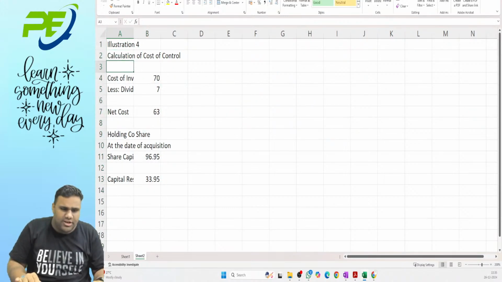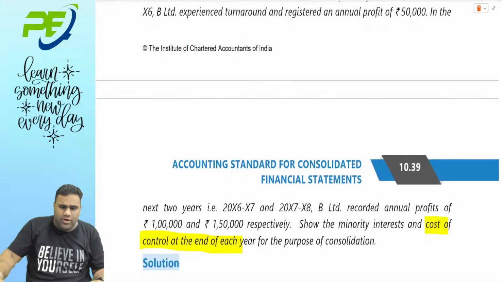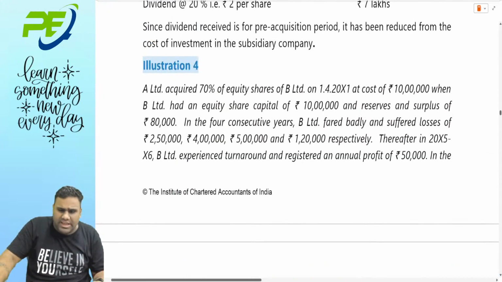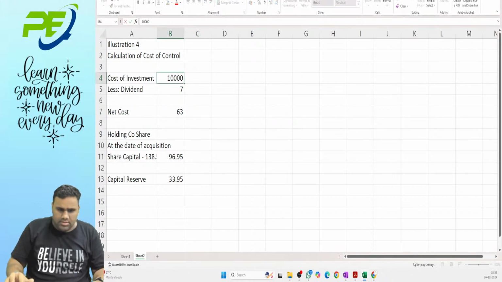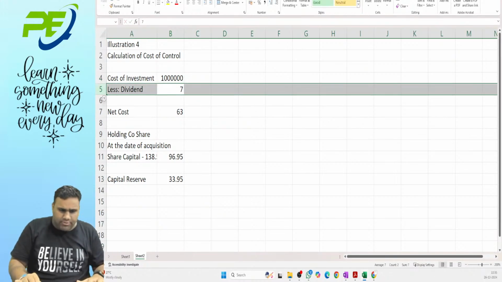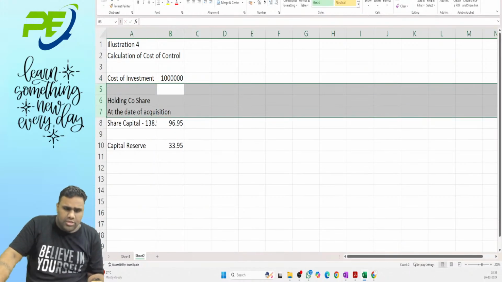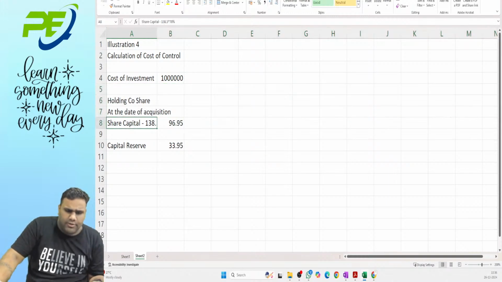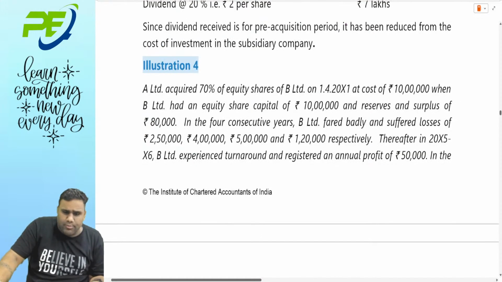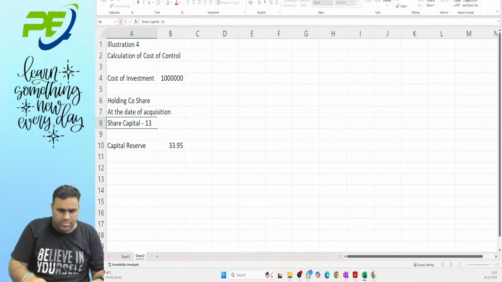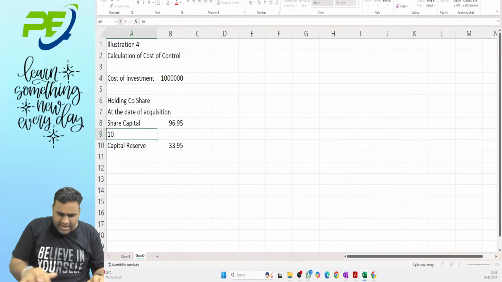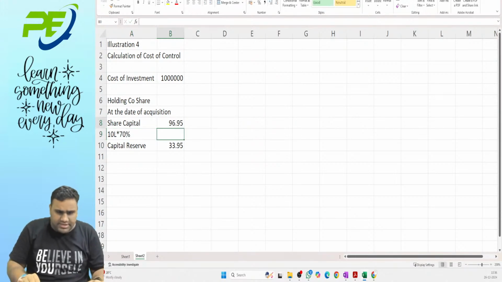Illustration 4, calculation of cost of control. So cost of investment: at how much have we invested? At the cost of 10 lakhs. I don't think we have any pre-acquisition dividend. So holding company share at the date of acquisition: how much was the share capital? 10 lakh, and my share is 70%. So 10 lakh into 70% is 7 lakhs.